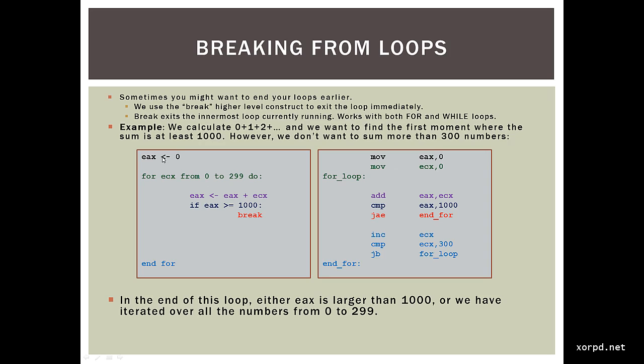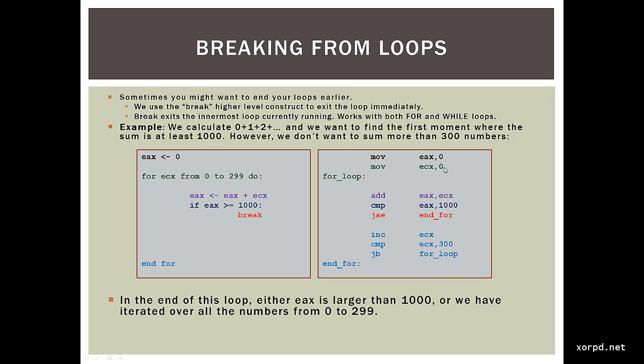So let's begin with the initialization. We can see that initially EAX is set to 0. And we can see also in the assembly code the same. EAX is 0 in the beginning. Then we have the for loop.